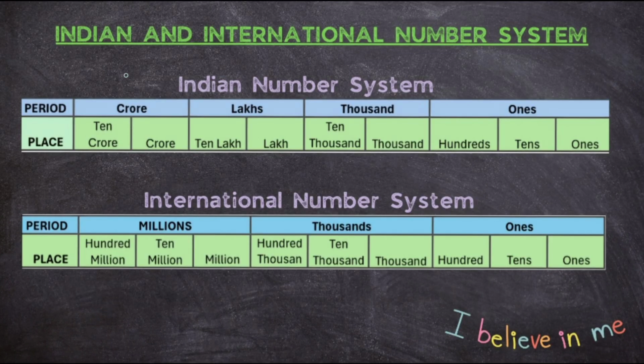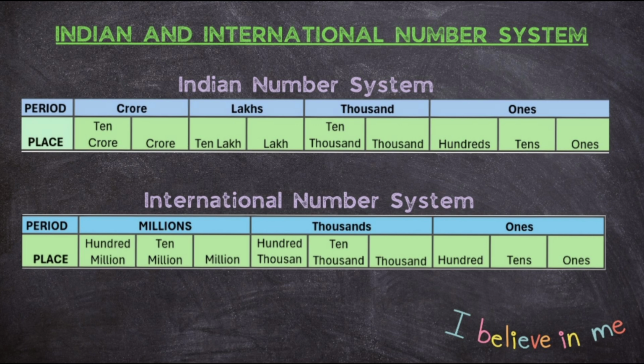So today we are going to learn about Indian and international number system. So basically what is this? Why are we supposed to learn international number system? See, whenever you are talking about numbers with people outside India, you will be making use of this international number system and not Indian. Why?